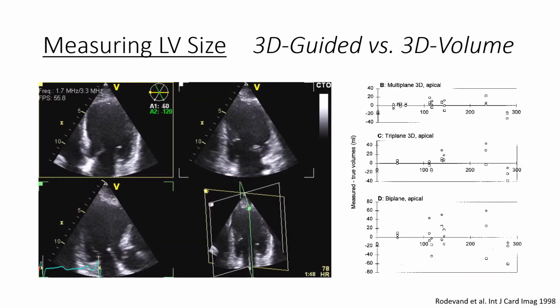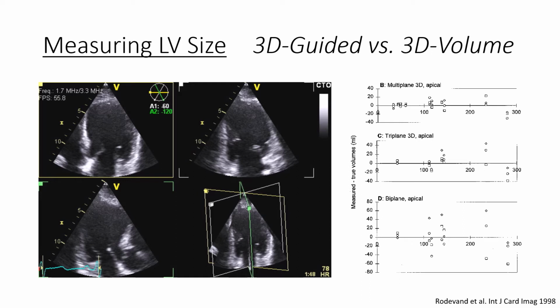But 3D can be 3D guided, or it could be 3D volumetric. And the volumetric relies on a volume of data, or pyramid of data, acquired through several cardiac cycles and stitched together. Whereas the 3D guided method relies on a series of two-dimensional images acquired during the same cardiac cycle with the probe positioned in one location.